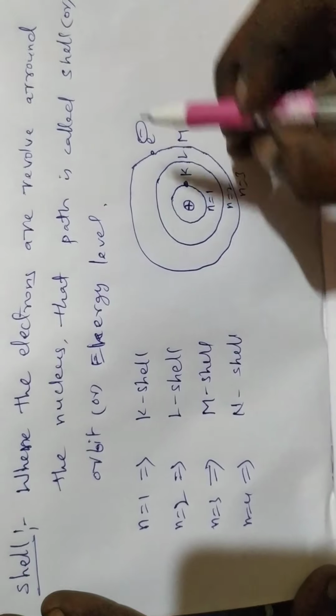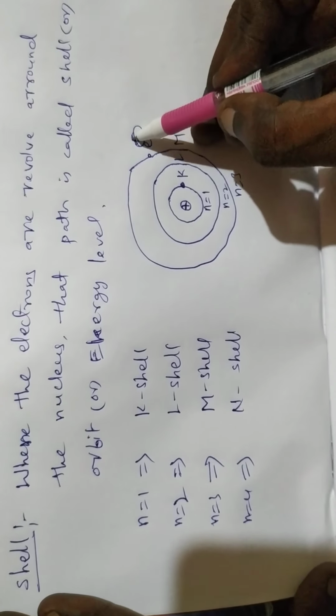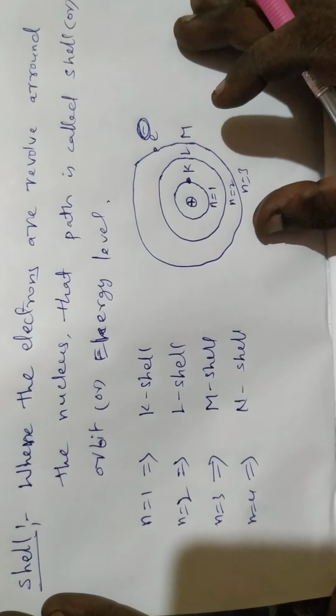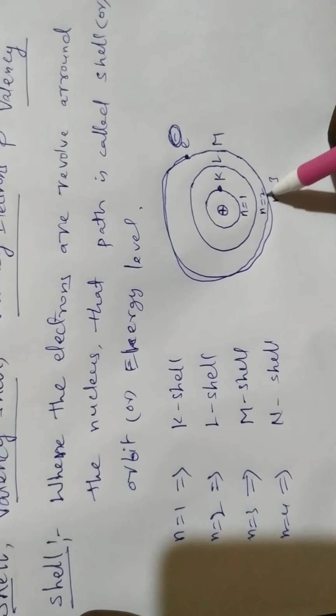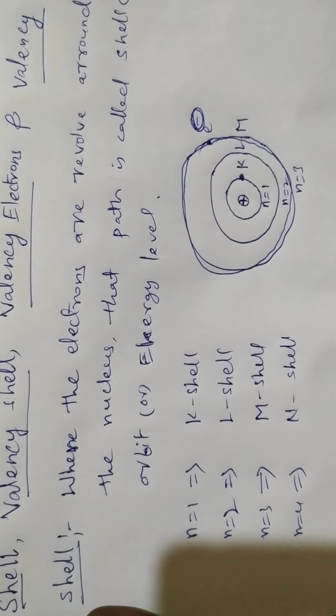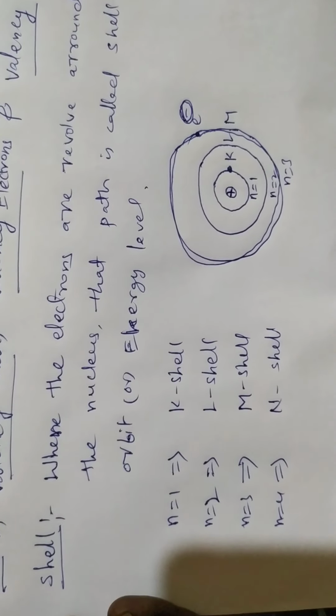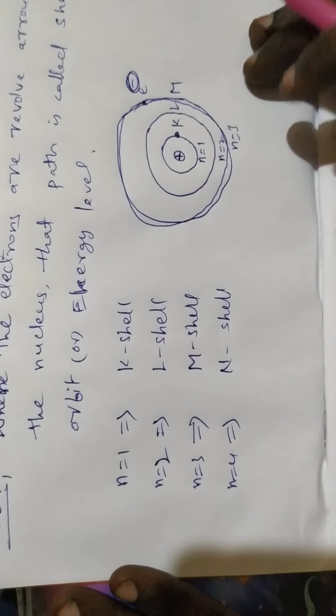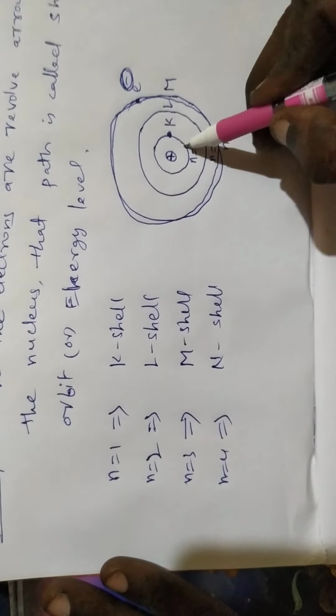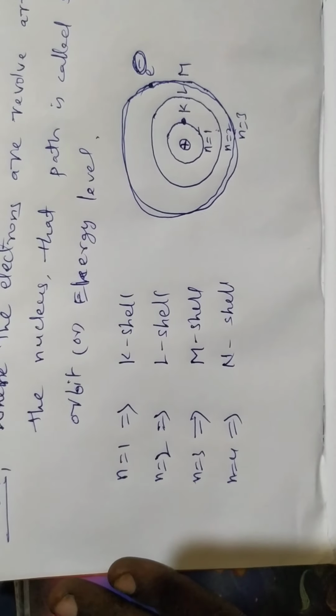That's why a shell or orbit means a path, a path where the electrons revolve around the nucleus. So that path is called an orbit or shell or energy level. Energy level 1, energy level 2, energy level 3, like this.